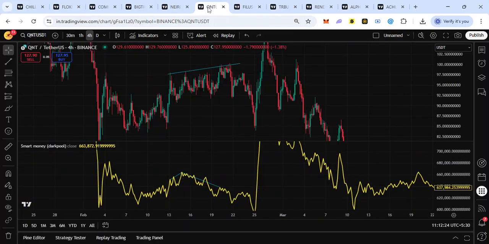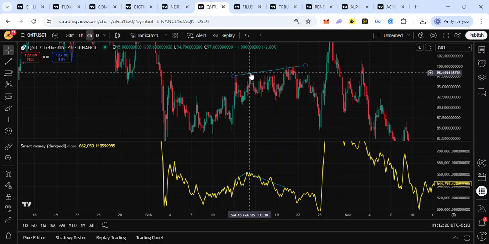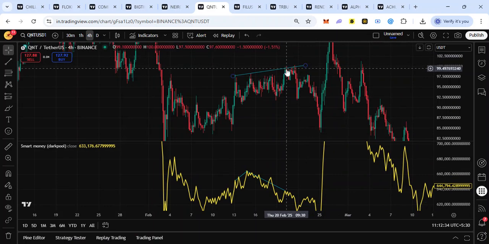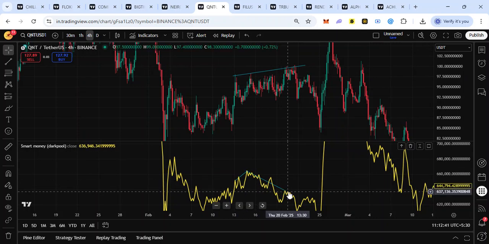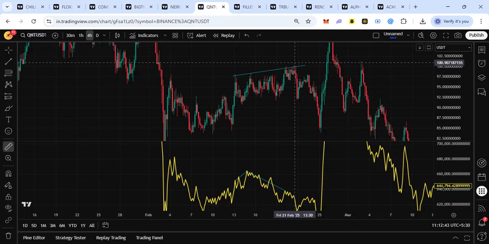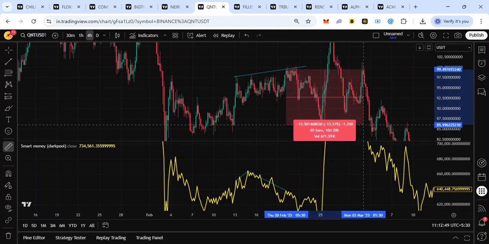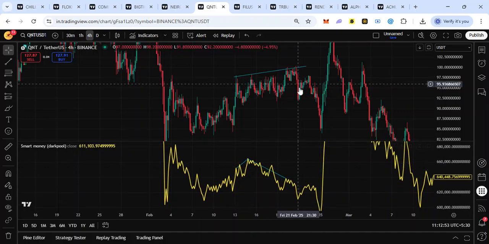I'll show you one more example, QNT USDT. The same thing has happened. It has made a higher high, first high, second high, and third high. Once it hit the third high, we get the trend. And then once I see that the smart money has been dumping here, obviously it's not going to break. Obviously it will have a temporary dump, and that is the advantage you need to take.